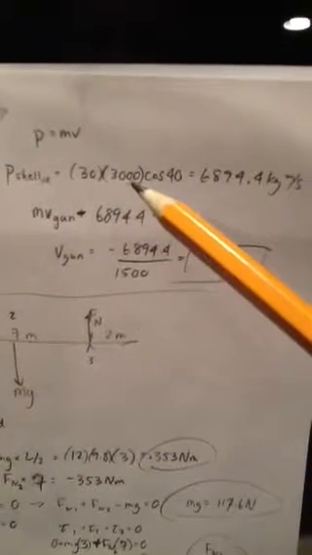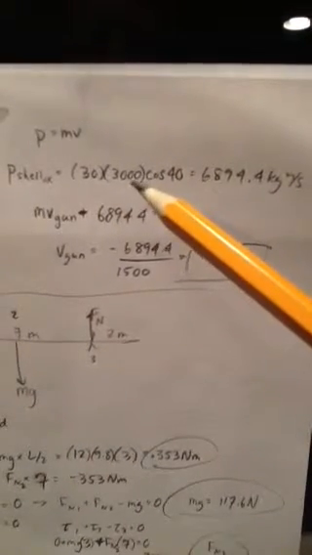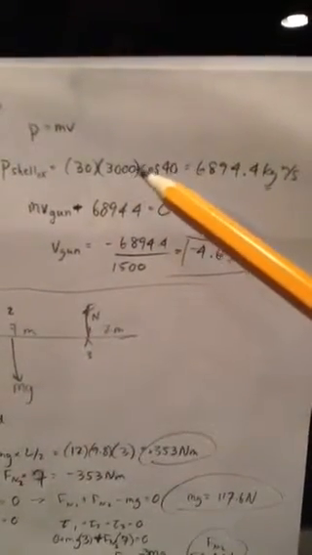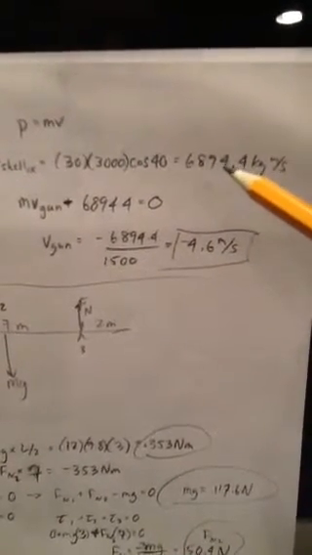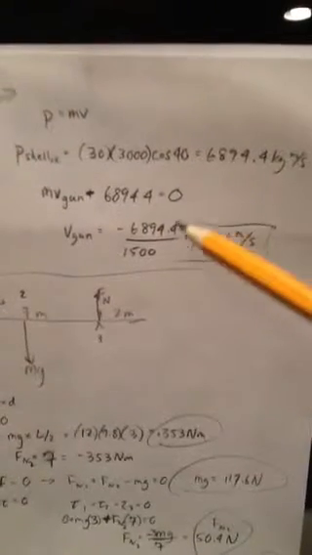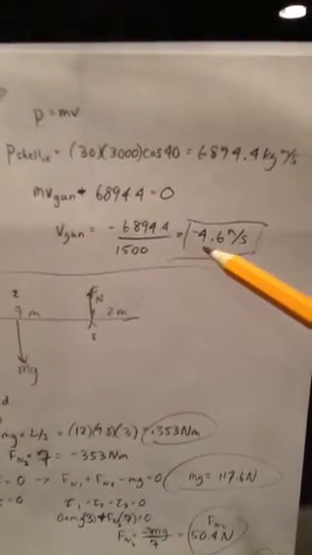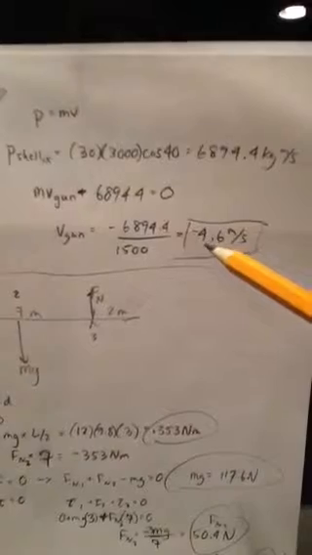I'm sorry, it's very late and I've been working on this for a long time, so I believe this number is supposed to be 300 and not 3,000, which would mean this is 689 instead of 6,894, which would mean that this would be 0.46 instead of 4.6, okay?